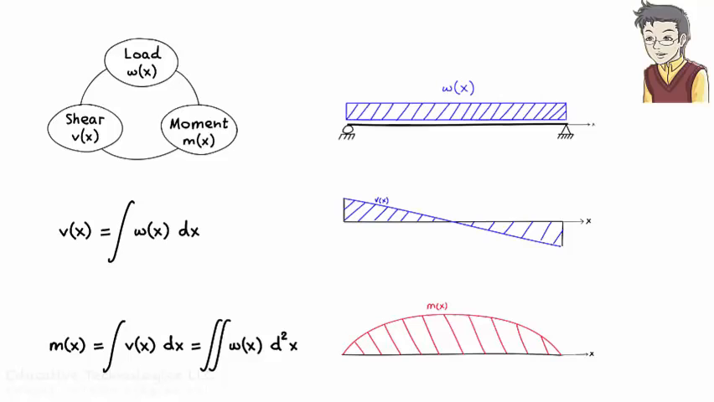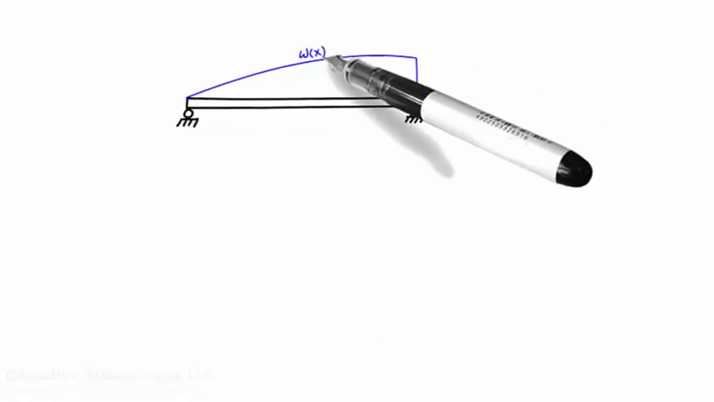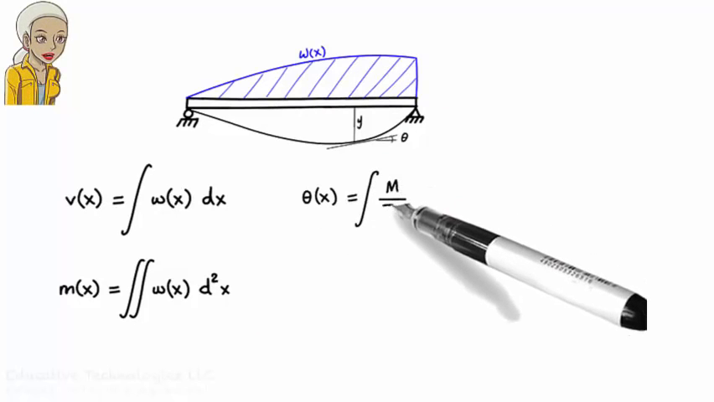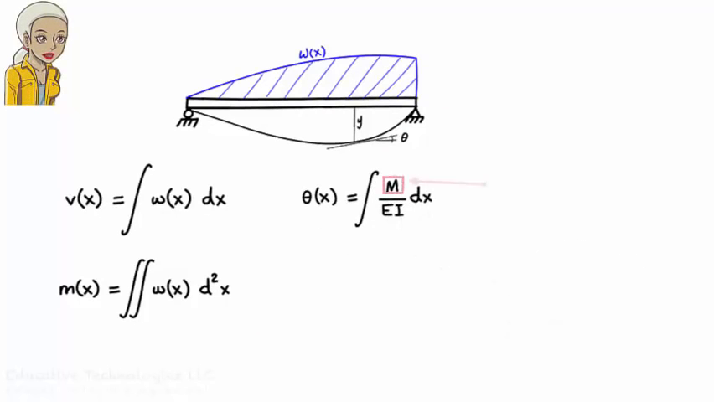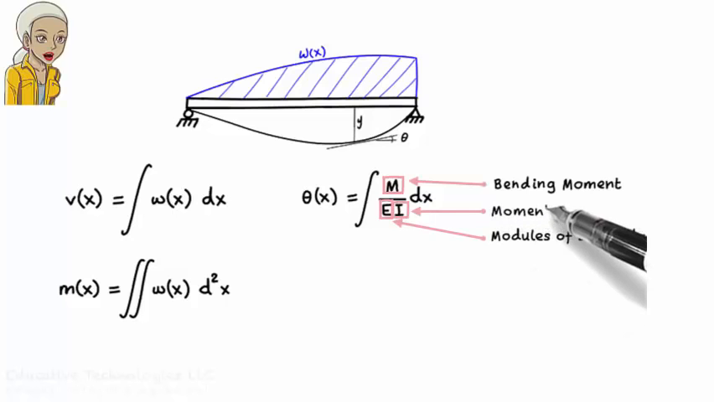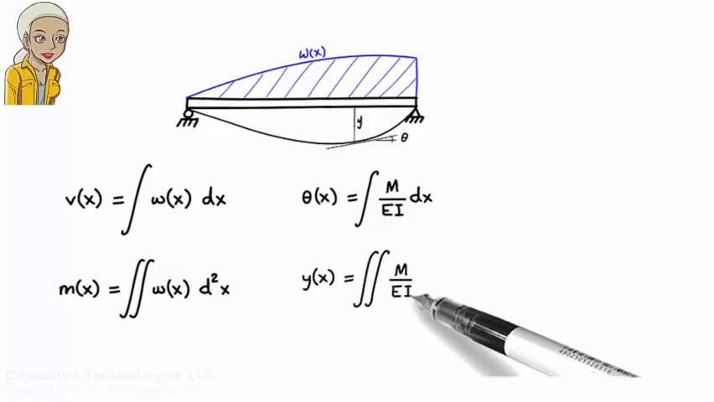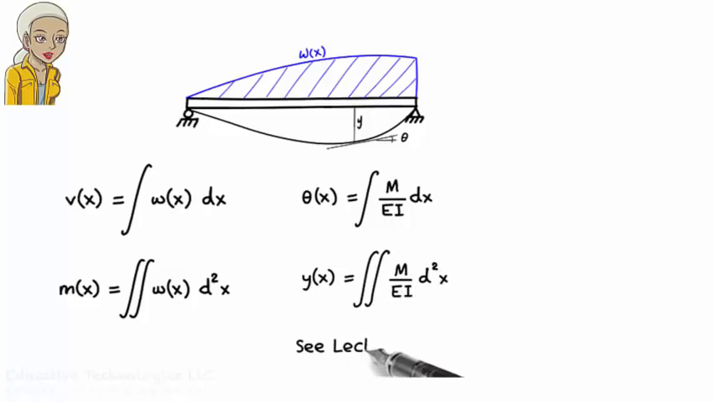We're going to use the relationship between load, shear, and moment as a template for calculating slope and deflection. Let's see how. Slope in a beam can be defined as the integral of M over EI, where M is bending moment, E is modulus of elasticity, and I is moment of inertia. And deflection is defined as the integral of slope, or the double integral of M over EI. See lecture SA 12 if you would like to know why these equations hold true.